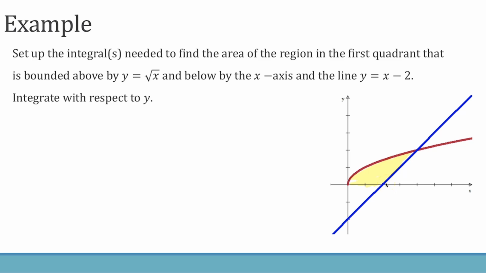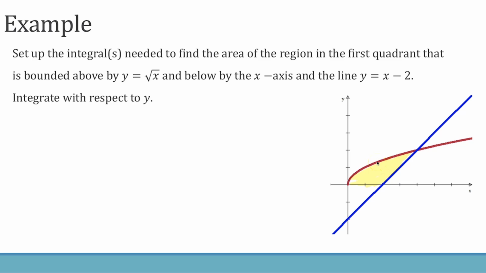If we do this with respect to x, we're going to need two separate integrals because the top and bottom functions switch. But if we do this with respect to y, we can see there is a clear right function, the blue function here, the line, and then a clear left function, which is the square root function. So it's going to become one integral if we do it with respect to y instead of two integrals if we do it with respect to x.